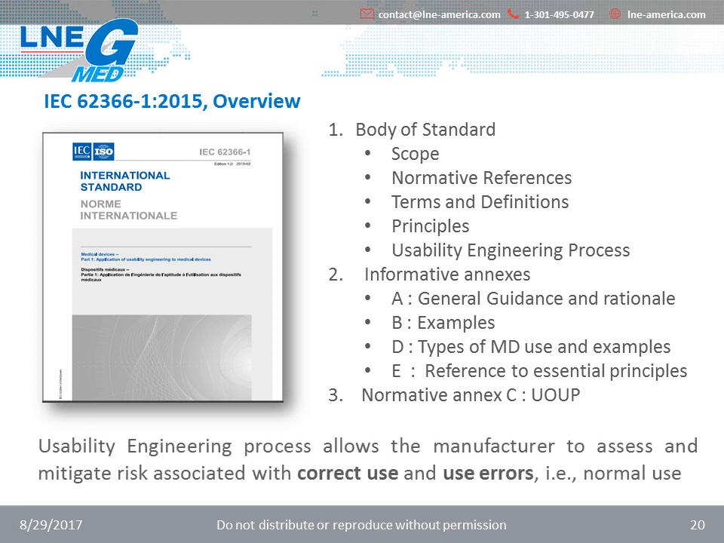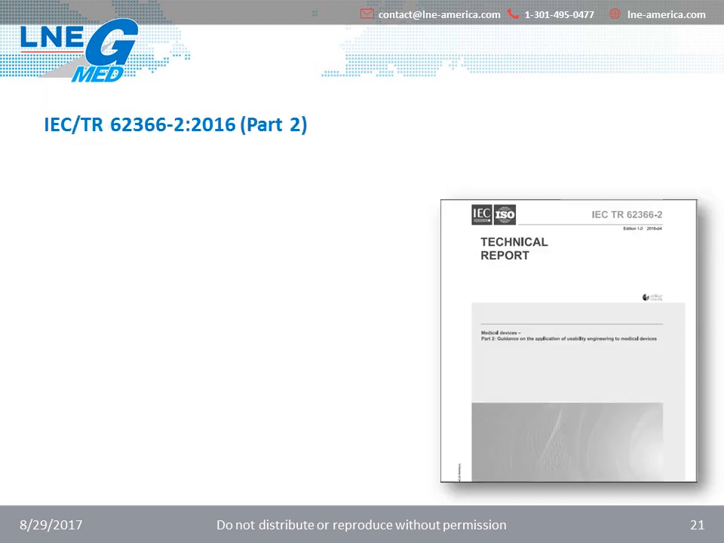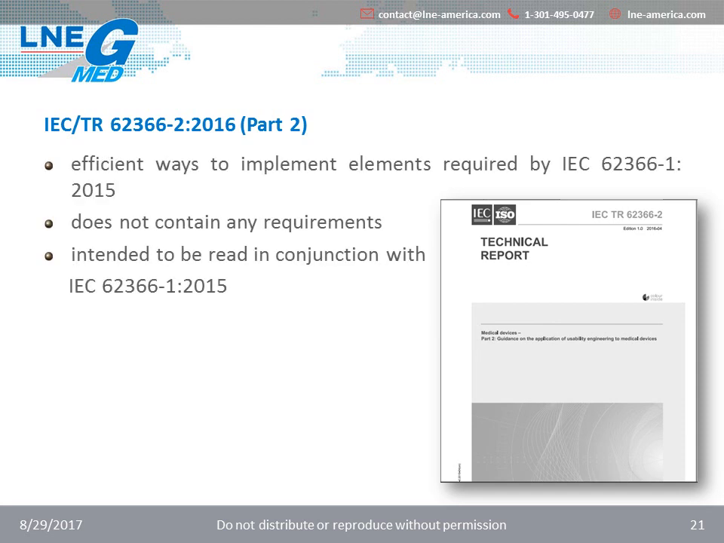Usability engineering process allows the manufacturer to assess and mitigate risks associated with correct use and use error, like normal use. Part 2 of the same standard gives information about efficient ways to implement elements required by Part 1, and also additional information on how usability relates to attributes such as task efficiency and user satisfaction. This technical report does not contain any requirement. However, it is intended to be read in conjunction with Part 1 of the same standard.